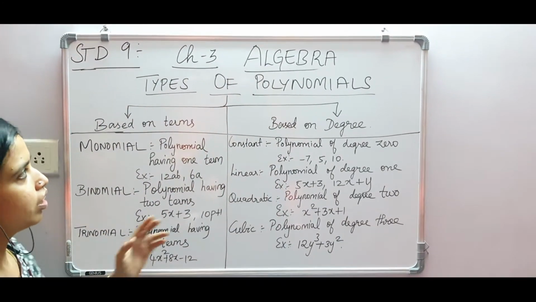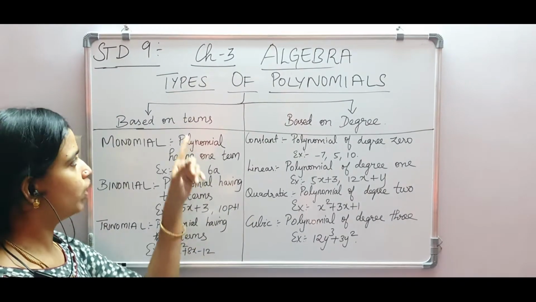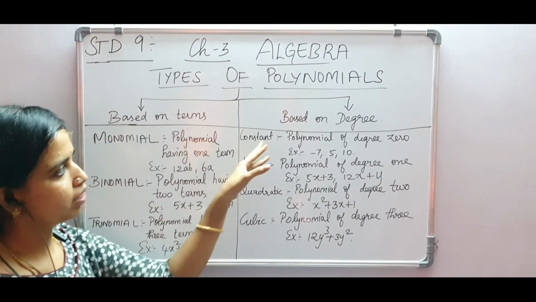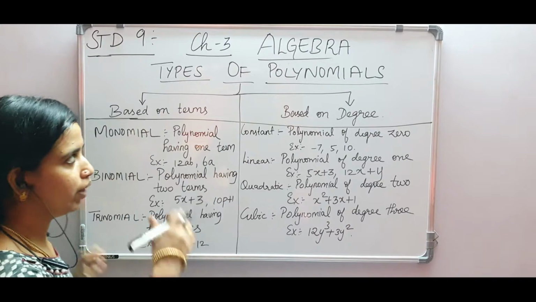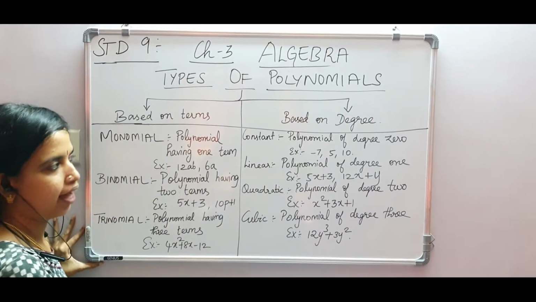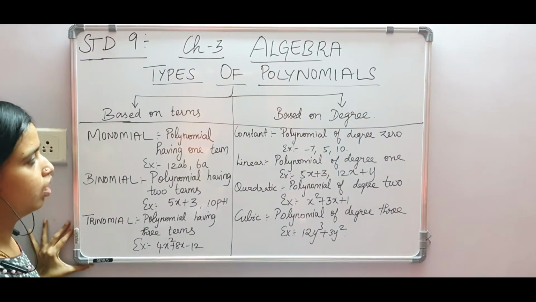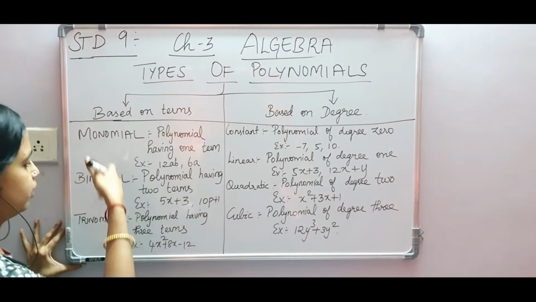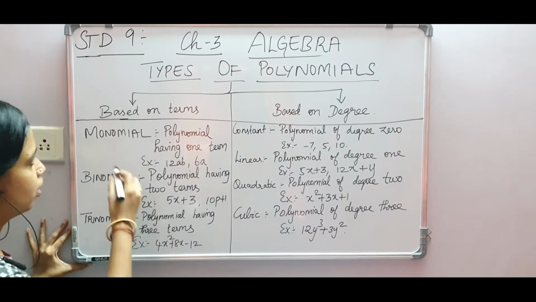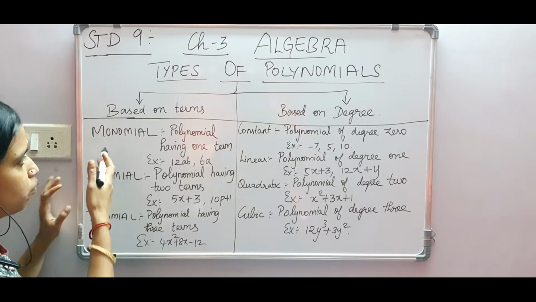Here we are splitting the types according to two. That is, one is based on terms and another one based on degree. How we can name the polynomial based on terms and how we can name the polynomial based on degree. Okay. Based on terms, we can see three types. That is monomial, binomial and trinomial. What do you mean by monomial?